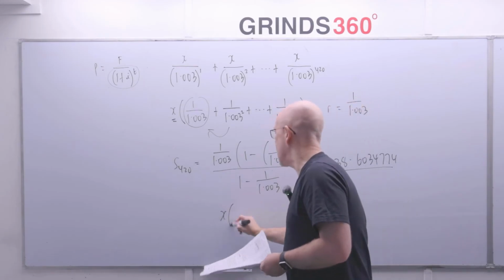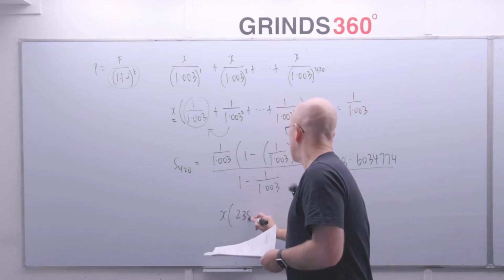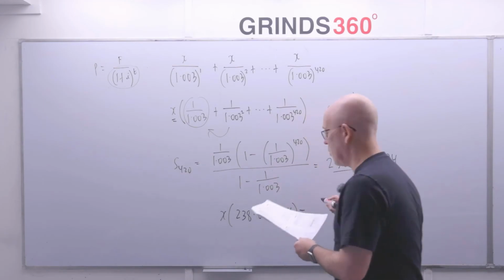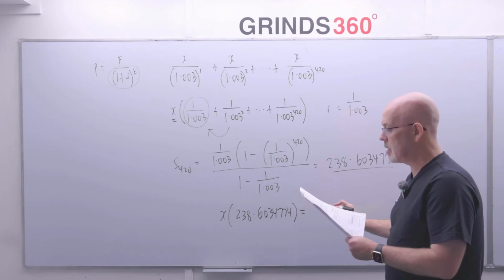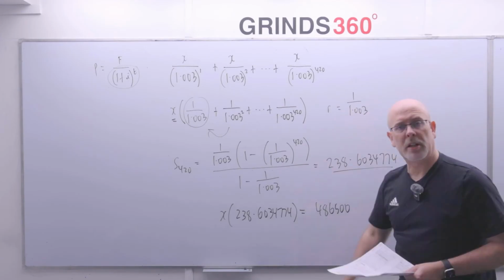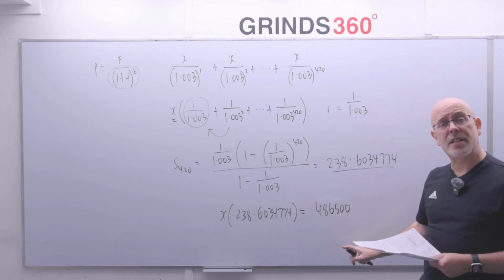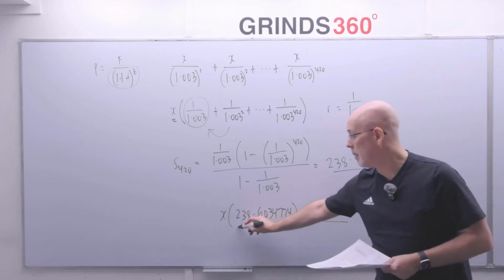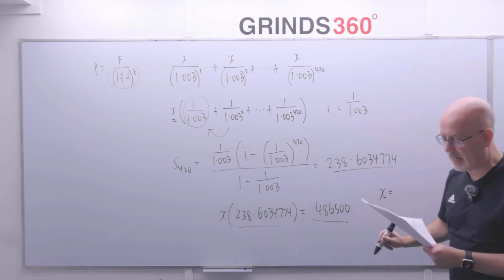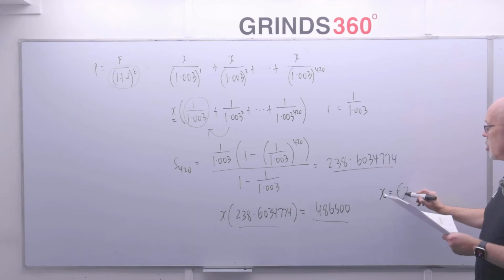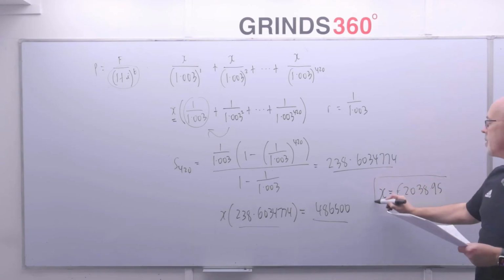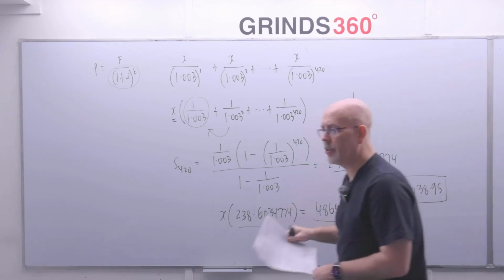So x times 238.6034774 will give me the value of the mortgage, which we're told at the start of the question is 486,500. So we don't know what the monthly payments are. We know what it has to end up being worth. So again, to find x, divide this number by that one. 486,500 divided by that number comes out at 2038.95. So that's monthly repayments of €2,038.95.